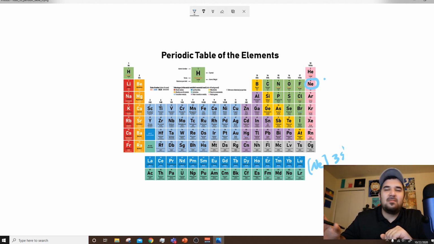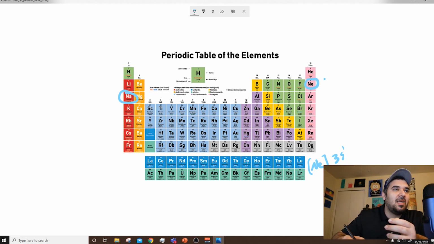I'm out of space, but that basically tells you everything you need to know. So neon and then 3s1, which means we're dealing with sodium here. When you put in neon, you're including all the electron configuration for neon, and then 3s1 means neon plus 3s1, which puts you exactly right here at sodium, which is where you want to be anyway.